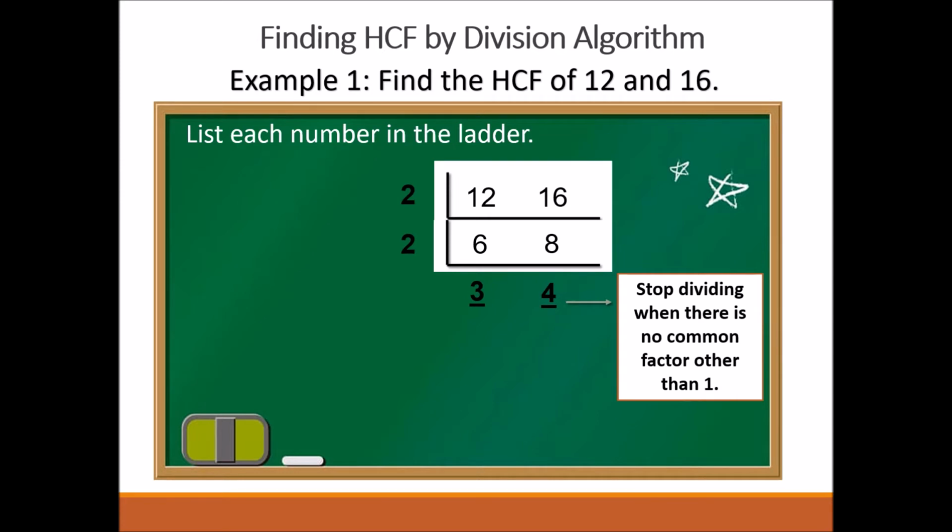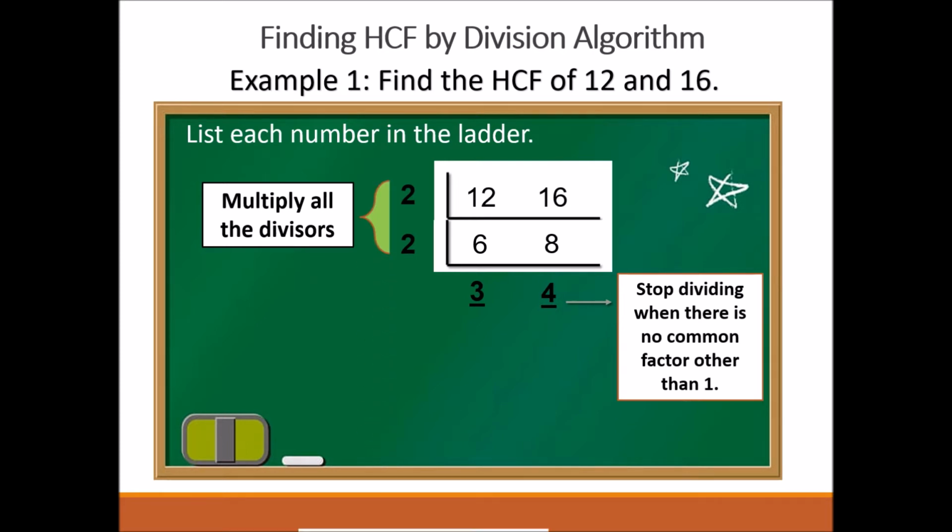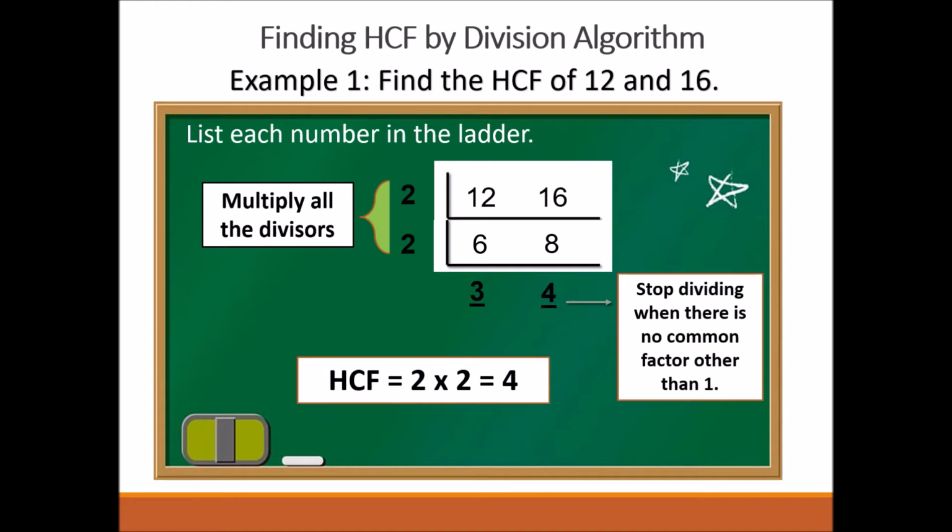Then, we can use the divisors to find the highest common factor by multiplying them. Thus, the highest common factor of 12 and 16 is 2 multiplied by 2 is equal to 4.